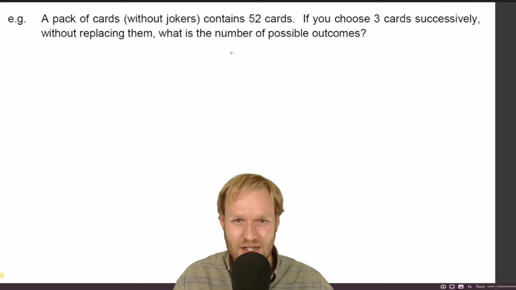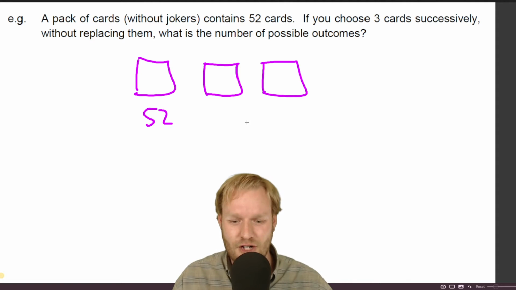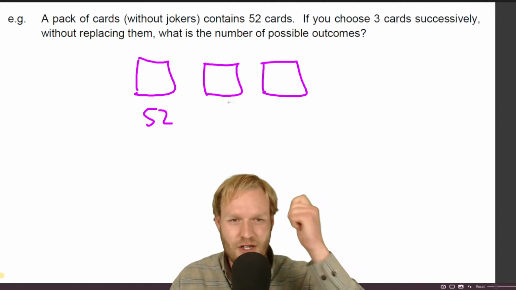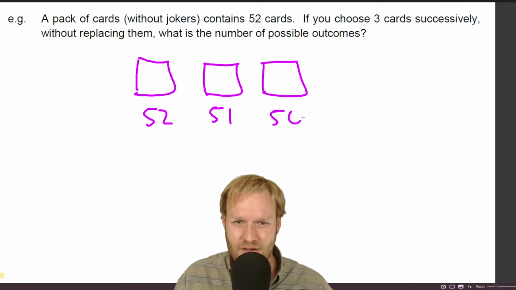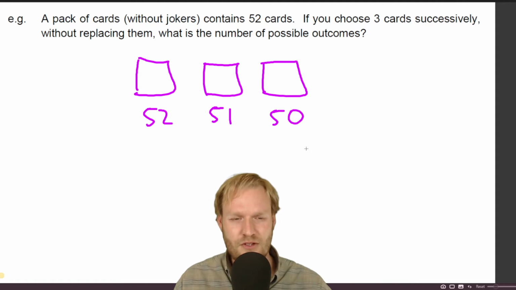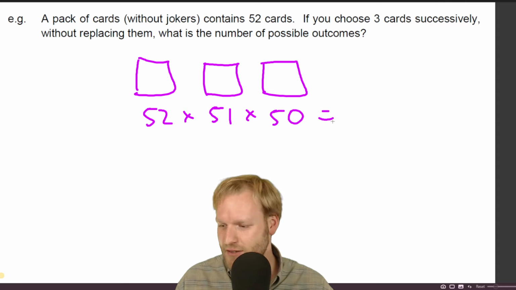So again, let's just think of this idea that you're taking the first card, then the second card, and then the third card. There are 52 options when you take your first card. But in the second one, you've taken one and you're not returning it. So there are only 51, and then there are 50 over there. So therefore, our calculation for the number of possible outcomes is 52 times 51 times 50.